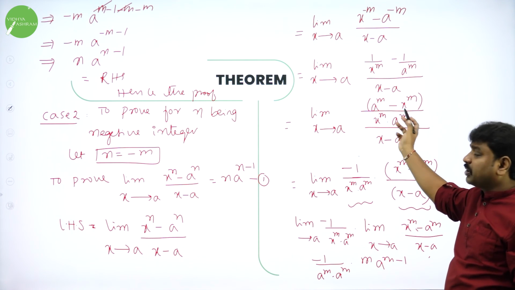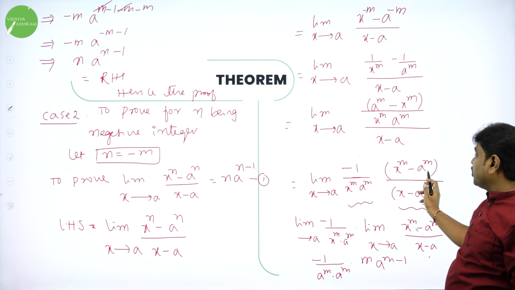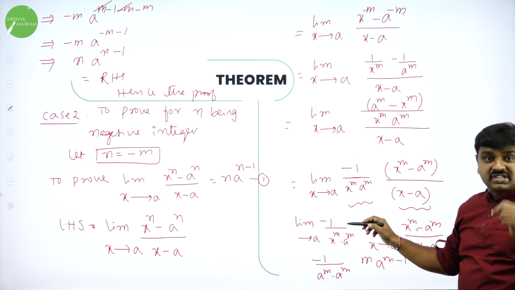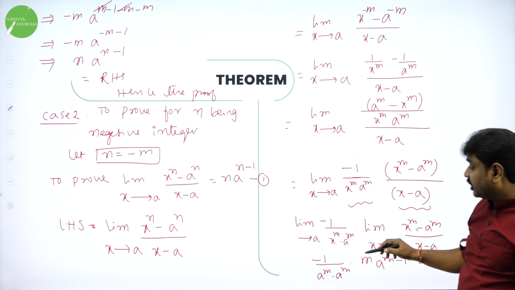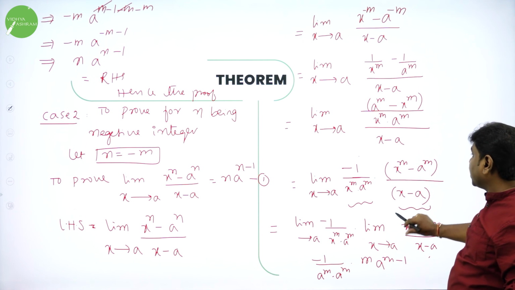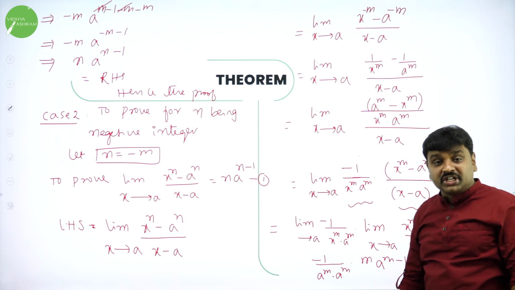If I take minus common, it will become reverse. So x power m becomes positive, and a power m becomes negative because I took minus common. Now I have a product of two functions. I taught you that if a product of two functions is there, you can apply the limit for the first part into the limit for the second part.